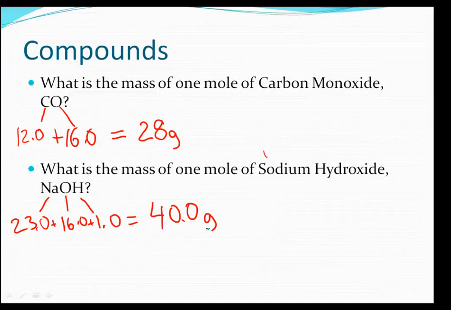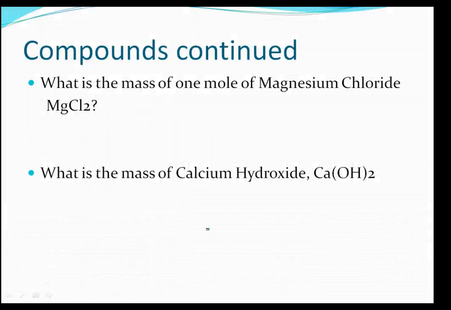Now those are pretty easy compounds to add up, and we're going to look at just a couple harder ones. For example, magnesium chloride. Here I've got 1 Mg, and I've got 2 chlorines. So whatever mass I've got for chlorine, I'm going to multiply by 2 because I've got that little 2 right there.